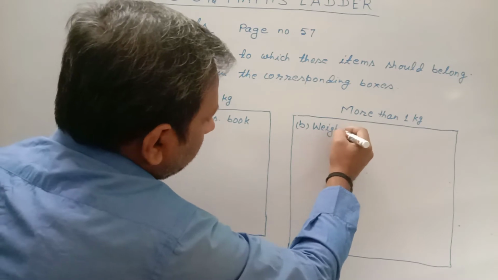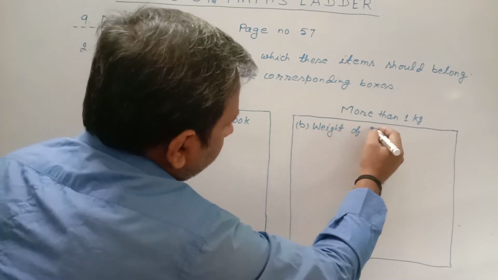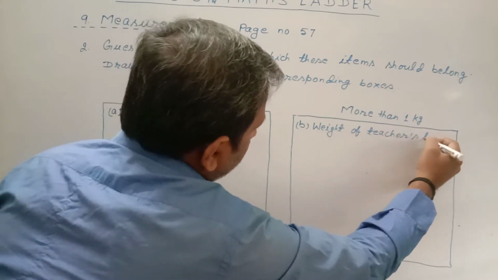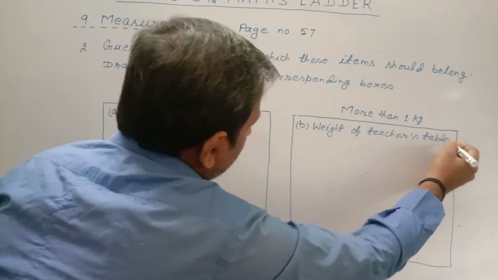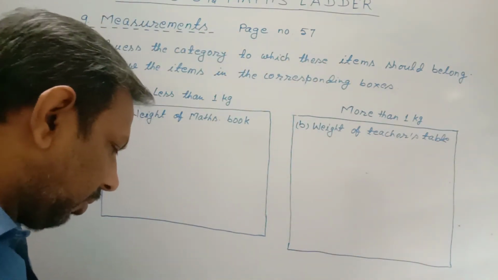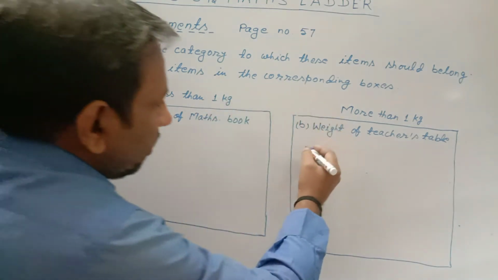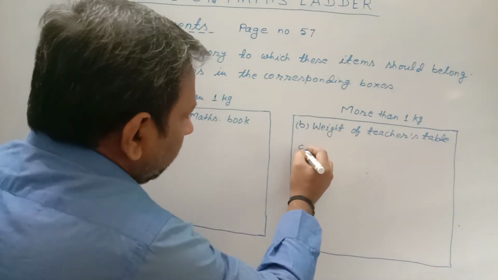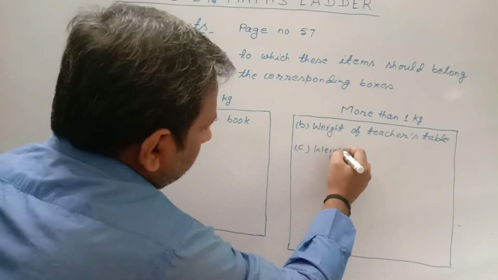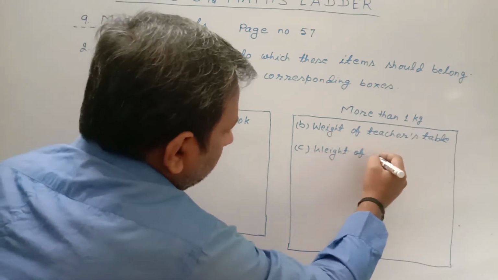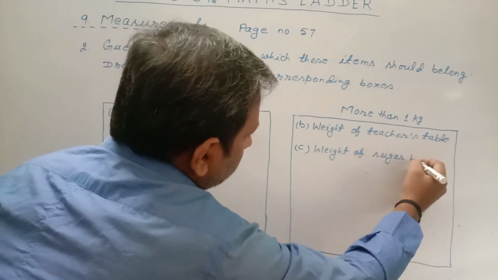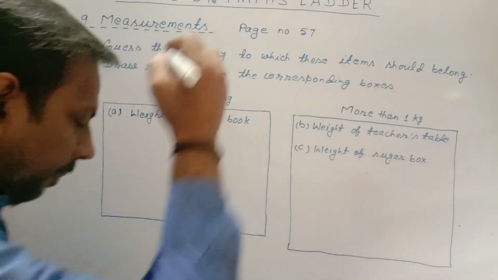Question number C, weight of sugar bag, that is more than 1 kg. So here we'll write C, weight of sugar box, weight will be more than 1 kg. So I wrote in this box.